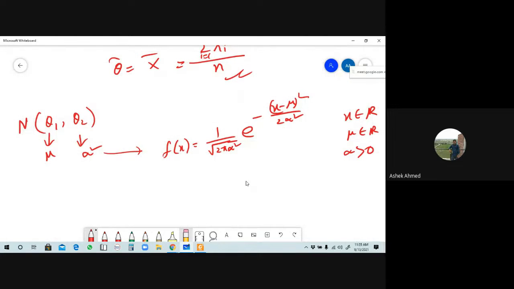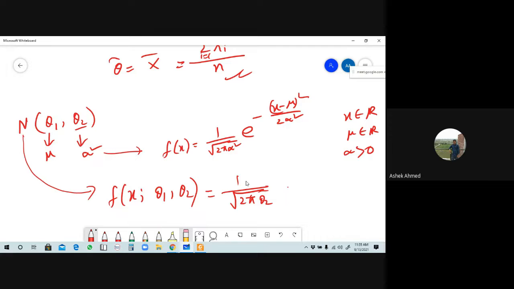So when you use this form, the parameters will be x semicolon theta 1 comma theta 2. In that case this function will be 1 by root over 2 pi, with sigma square as theta 2, into e to the power minus (x minus theta 1) whole square, where mu is theta 1, divided by 2 sigma square, which is theta 2.